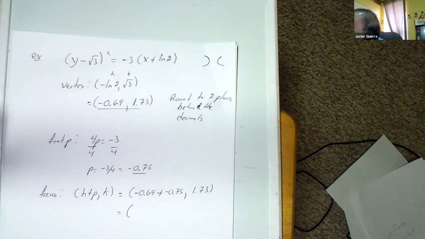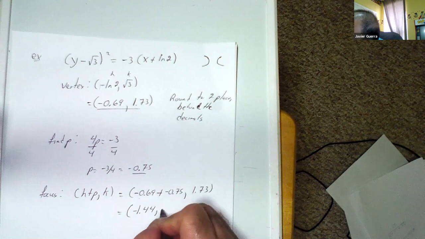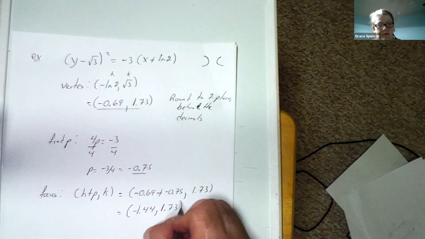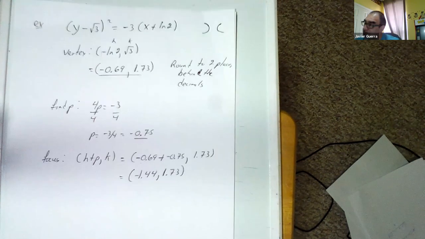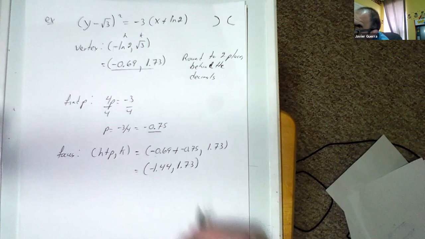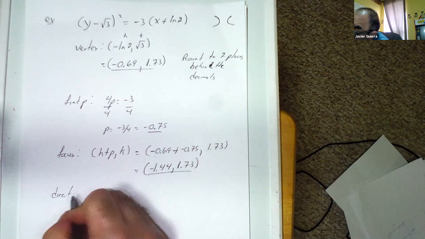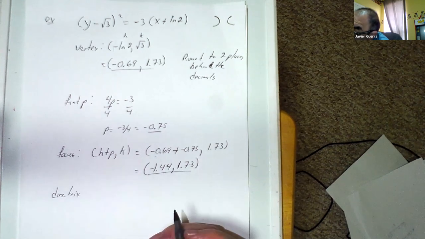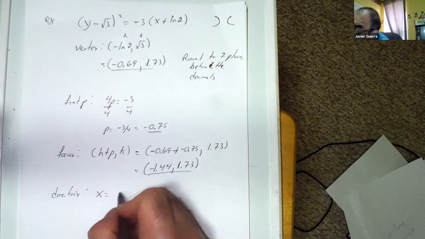Negative 1.44. Is that correct? Yes. All right. We are on a roll. What are we missing? Directrix. That one should be X equals H minus P.